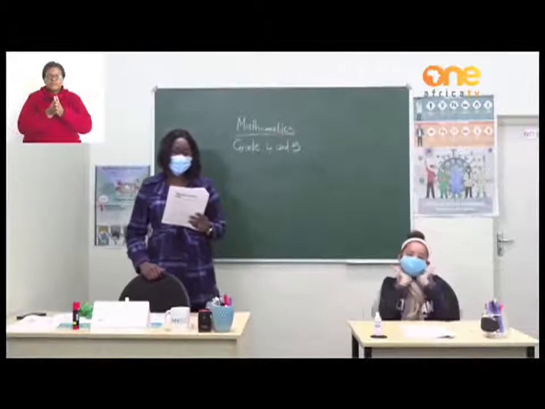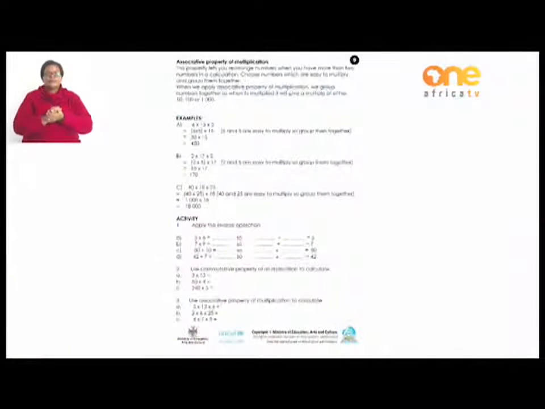Boys and girls, let's go on page 9. Hands-on math with the associative property of multiplication. This property lets you rearrange numbers when you have more than two numbers in a calculation. Choose numbers which are easy to multiply and group them together. When we apply the associative property of multiplication, we group numbers together so that when multiplied, it will give a multiple of either 10, 100 or 1,000.